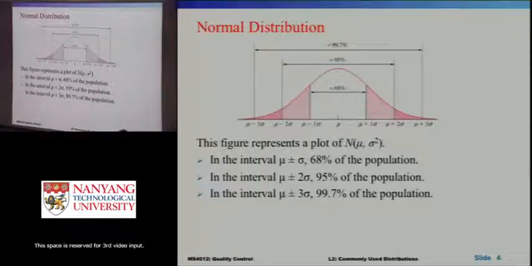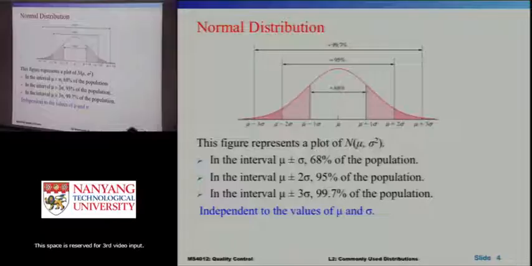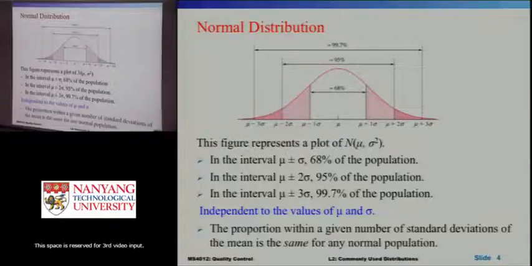It's no surprise. The surprise is that this result is independent of the values of mu and sigma. So no matter whether mu equals 100 or mu equals 0, it doesn't matter. As long as you convert it this way, we can get the same results. So this proportion within a given number of standard deviations of the mean is the same for any normal population.